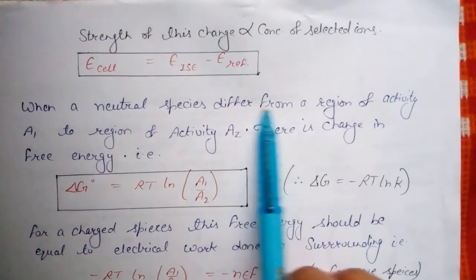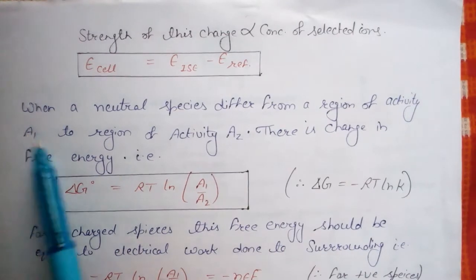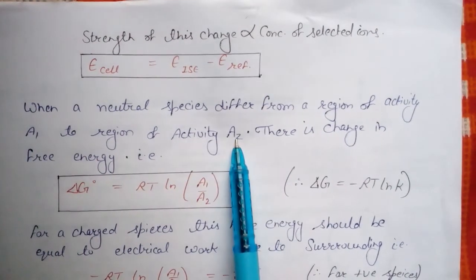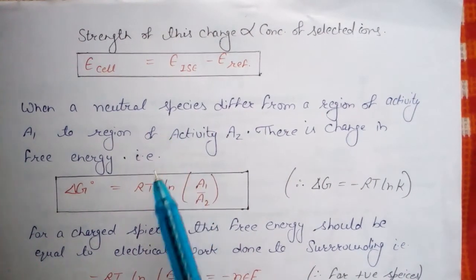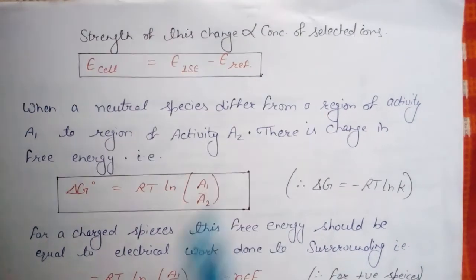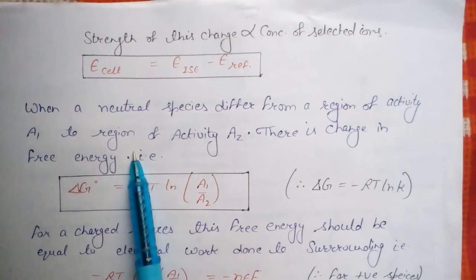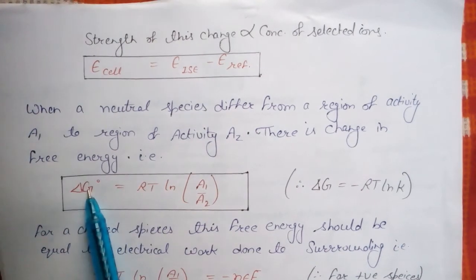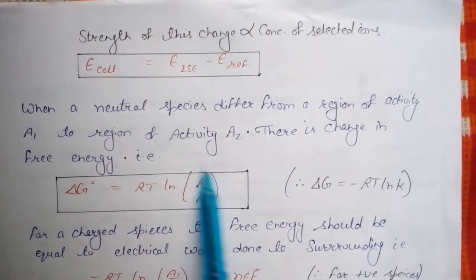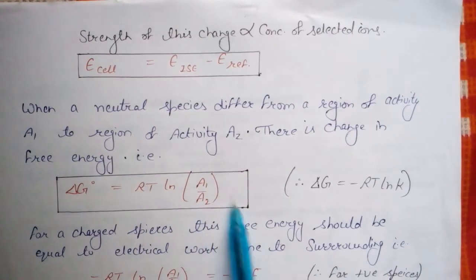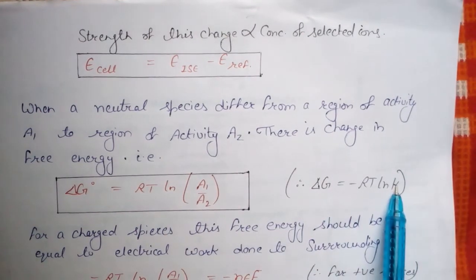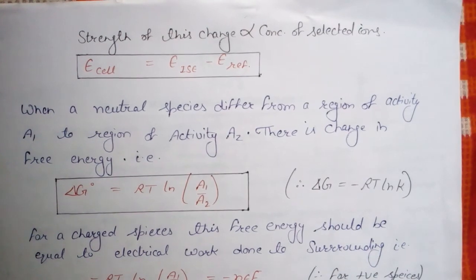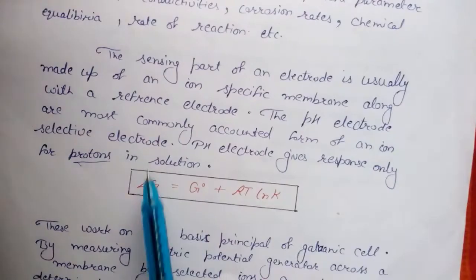When a neutral species moves from a region of activity A1 to a region of activity A2, here we have represented two activities by different symbols, you can say A1 and A2, right? There is a change in free energy. Then how will you conclude that free energy? ΔG0 is equal to RT ln A1/A2. It means first activity and last activity. That is ΔG = RT ln K, right? You have remembered that in the last equation we have written this, that ΔG = RT ln K, right? This equation.